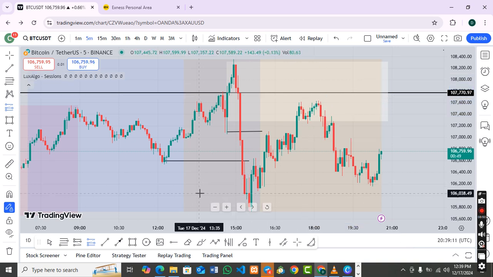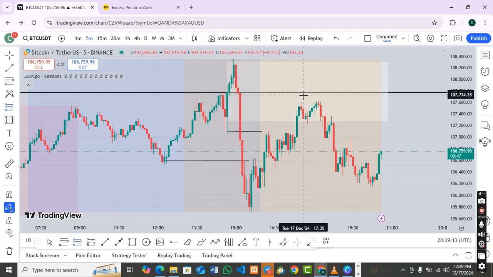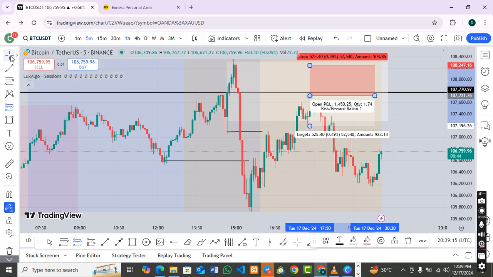Sorry guys, let me just put this out. You're going to look out for selling positions such as this one. So you're going to place your stop loss.